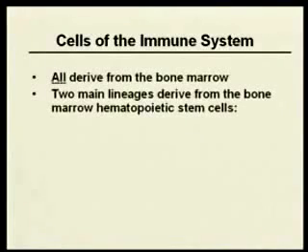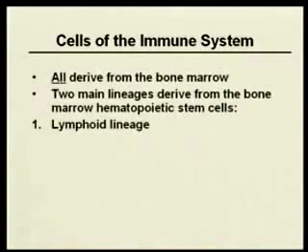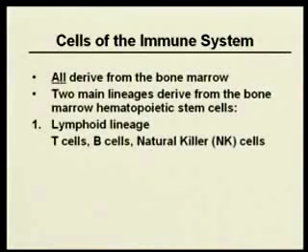What we see is that there are two main lineages of cells that are derived from the bone marrow. We have the lymphoid lineage, and these include T cells, the B cells, and the natural killer cells. The T cells and the B cells play a really important role in the acquired immune response, and the natural killer cells are mostly involved in the innate immune response.